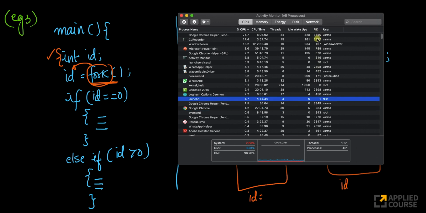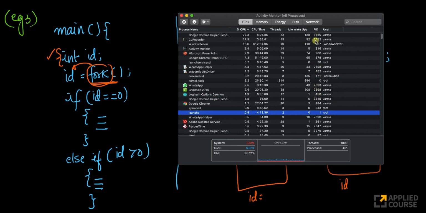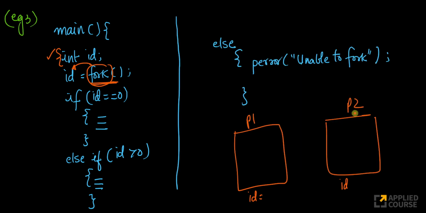What does this PID mean? PID means process ID. So what happens is for every process, there is an ID that is given, which is a positive number. Let's assume this process ID is 1211. Every process has a process ID. Let's assume the process ID is 1011. So what fork does is, fork returns the process ID of the child here.